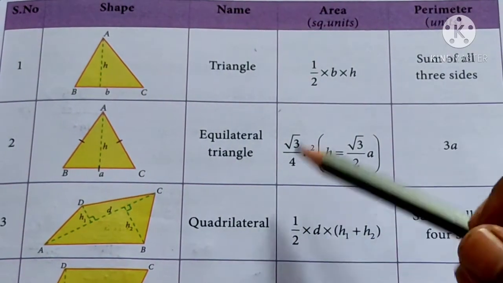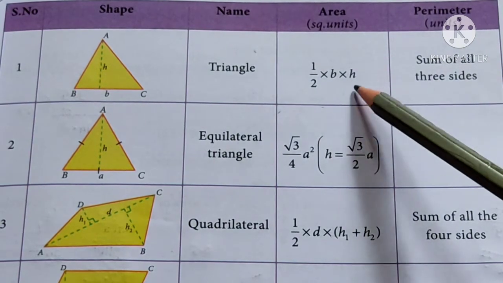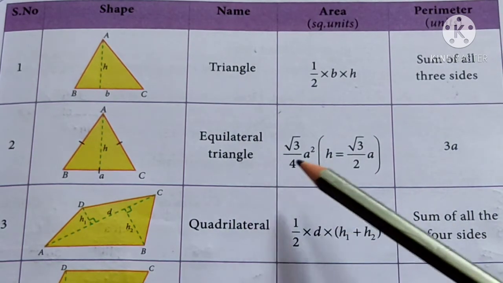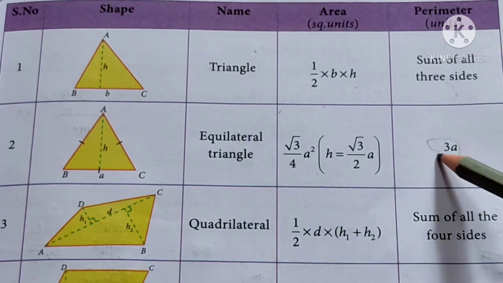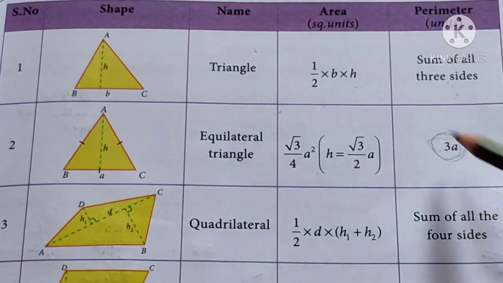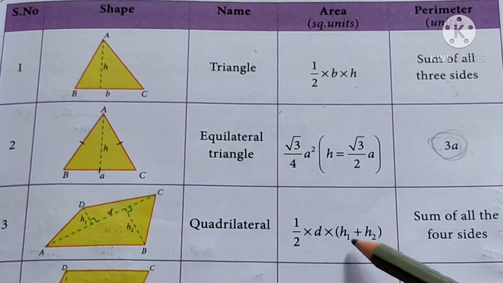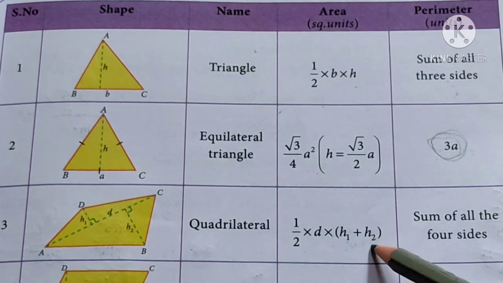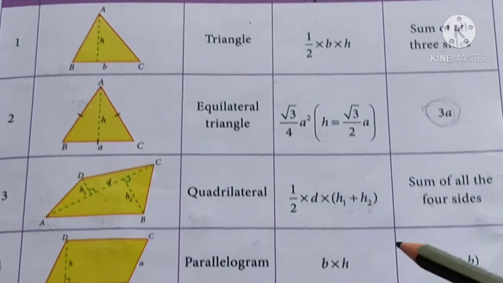Listen, some formulas. Area of the triangle, you already know the formula, half into base into height, and the perimeter of the triangle is the sum of all three sides. Then equilateral triangle area is root 3 by 4 a square and the perimeter is 3a, because in an equilateral triangle all the sides are equal, so the sum of the three sides is 3a. Then quadrilateral area is half into d into h1 plus h2. Completed this one in the geometry part. Area of the quadrilateral is 1 by 2 into d into h1 plus h2, and the perimeter is the sum of all the four sides.